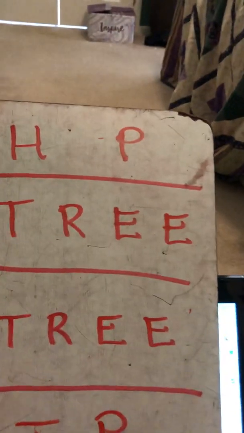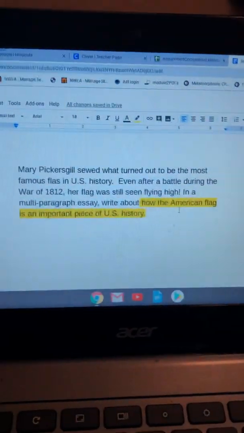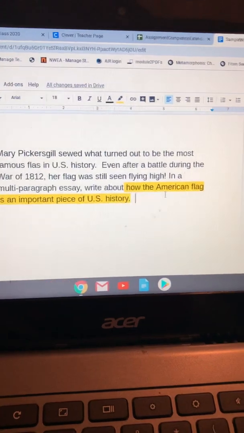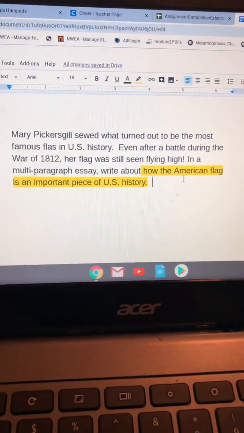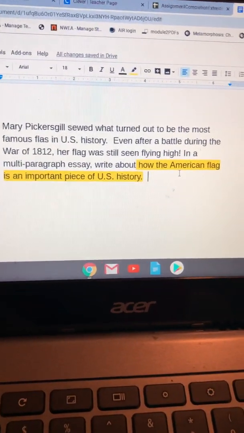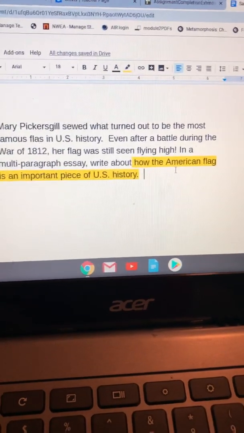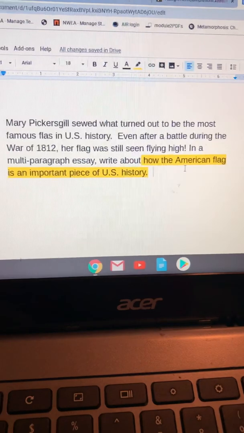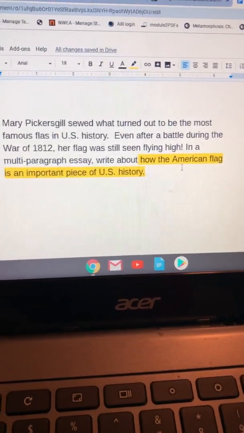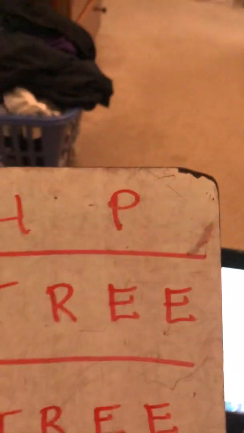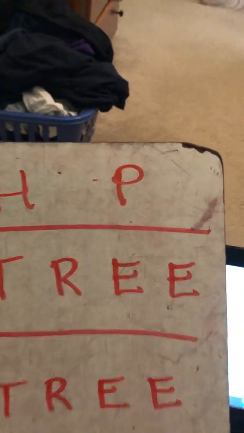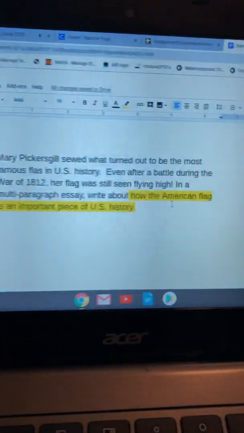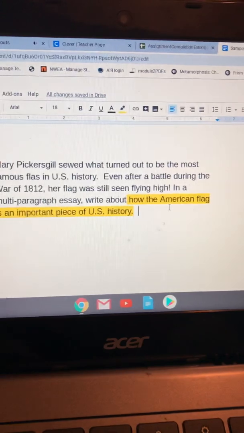Then they would state their prompt. That's the important part. That's where this yellow thing comes in. Then they would write their prompt. So if the prompt says, how the American flag is an important piece of U.S. history, they would just flip that around into a sentence that would be something like, The American flag is an important piece of U.S. history. Like the prompt that they write in for their P right here will sound almost exactly like this thing in yellow.